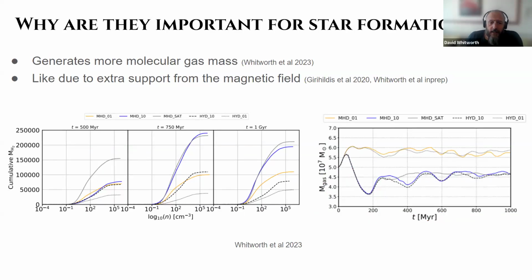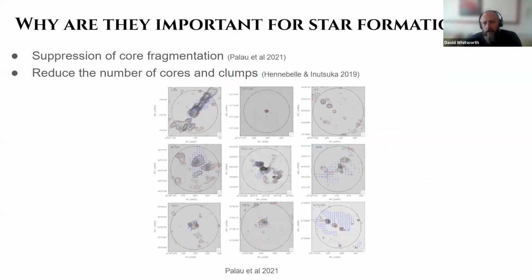We also see that it's likely to generate more molecular gas mass. And this is obviously important if we consider stars to form in cold, dense molecular gas. In my work and work from Philip Girichidis, we see more molecular gas mass arise, but the actual dense gas within the models doesn't increase. And this is likely to do with the support from magnetic fields. I'm currently looking more into that at the moment, so expect work on that within a year or so, maybe.